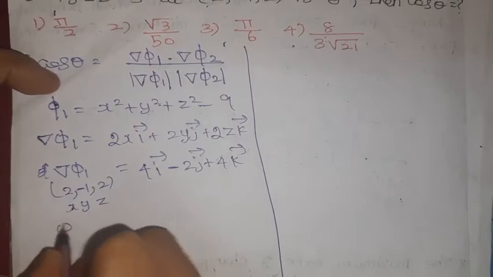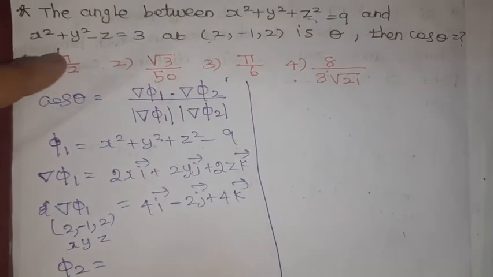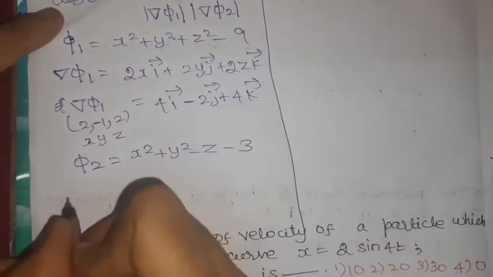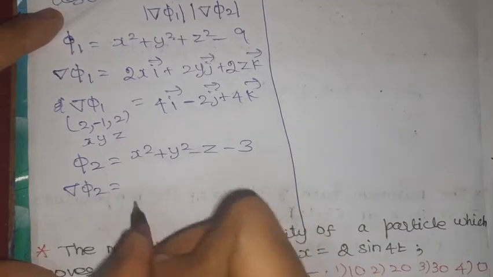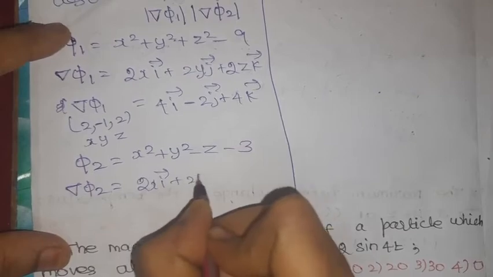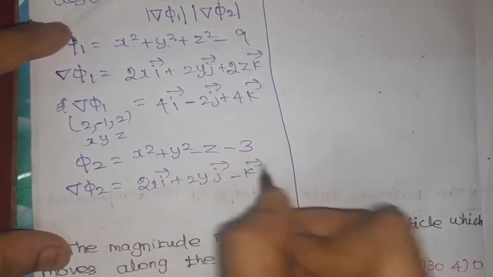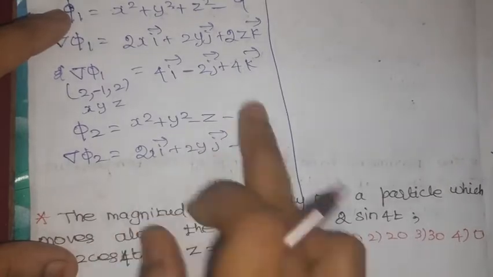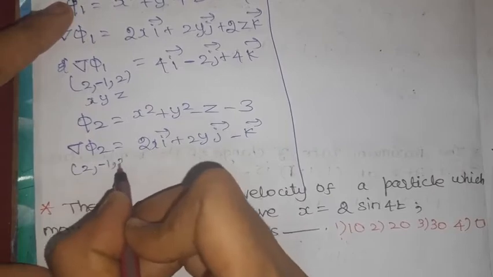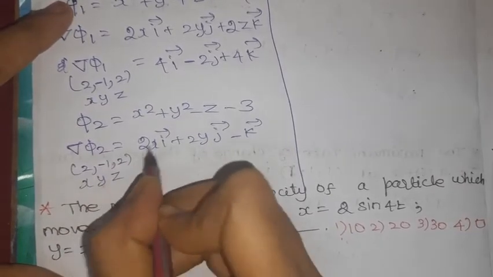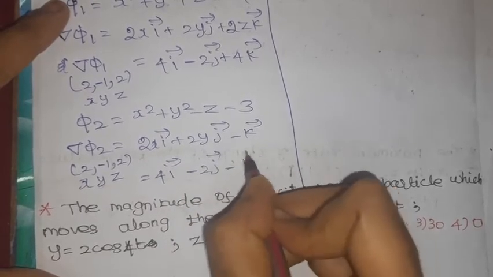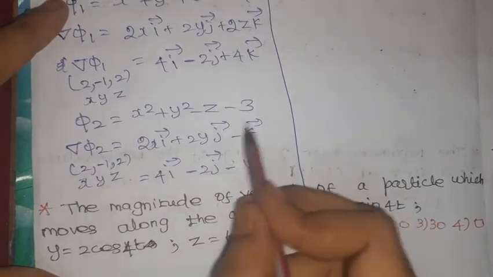Then what is phi 2? Phi 2 is x squared plus y squared minus z minus 3. So the del phi 2 value: dou by dou x gives 2x i, plus 2y j, minus k, from dou by dou z of the term, minus 1 into k. At the given point 2, minus 1, 2, substitute x, y, z: 2 into 2 is 4 i, minus 2 j, minus k. There is no z term in the coefficients here, so no need to substitute.